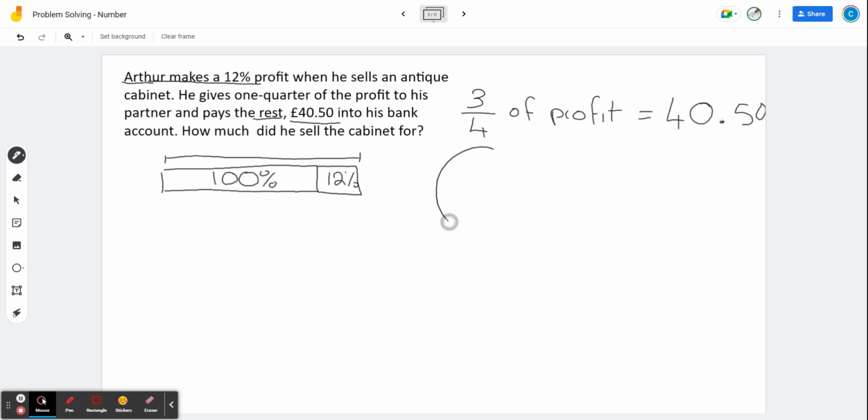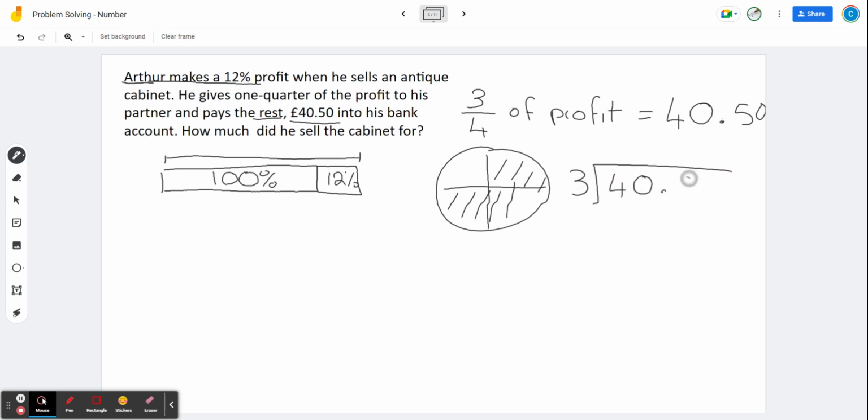Let me just show you some quarters. If this 3/4 is £40.50, what I'm going to divide it by is 3 to find out the value of 1/4. So 3 into 4 is 1, remaining 1. 3 into 10 is 3, remaining 1. Put a decimal point there. 3 into 15 is 5, and that's 0. So we have here that 1/4 is £13.50, so that means all those quarters are £13.50.